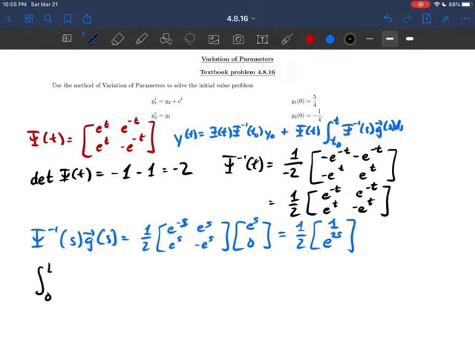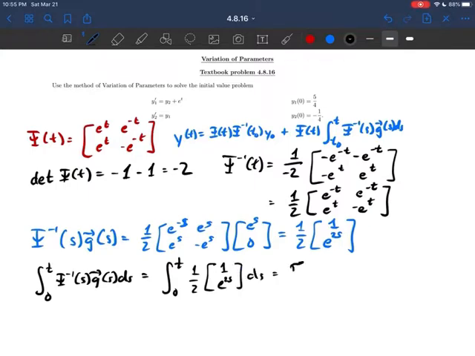So we do the integral from 0 to t of c inverse of s times g of s ds. We get the integral from 0 to t of 1/2 times the vector 1, e to the 2s, ds. So the vector here will be, we're going to do the antiderivative component by component. So we get s and 1/2 e to the 2s. We've got our 1/2 out front, and we're going to analyze this from 0 to t.